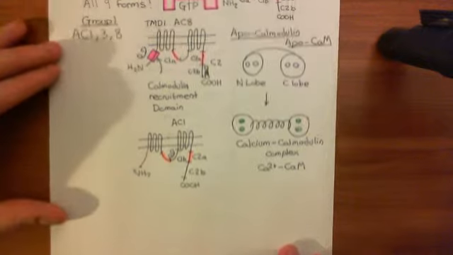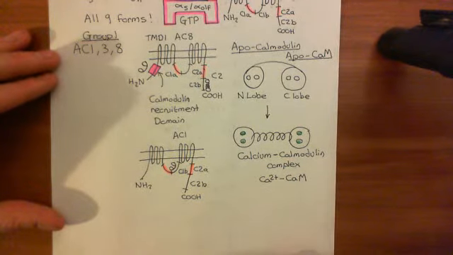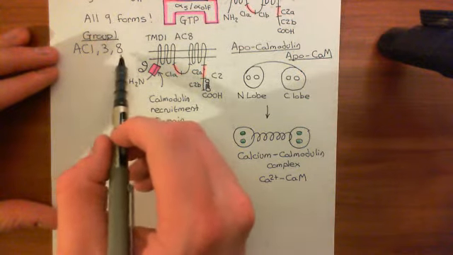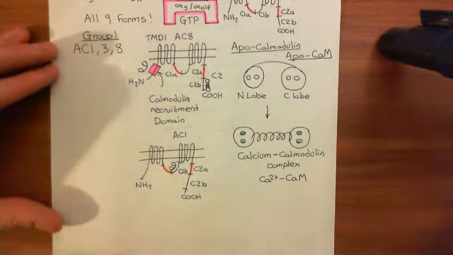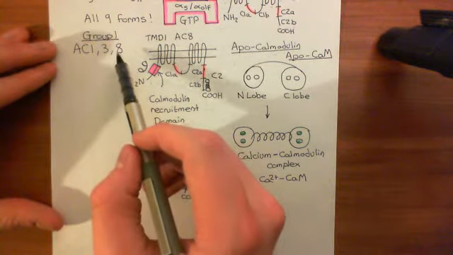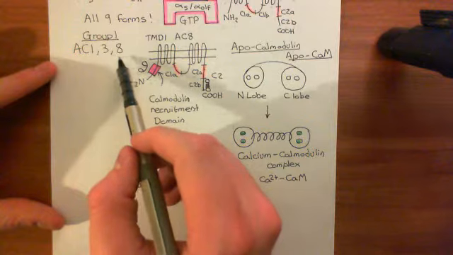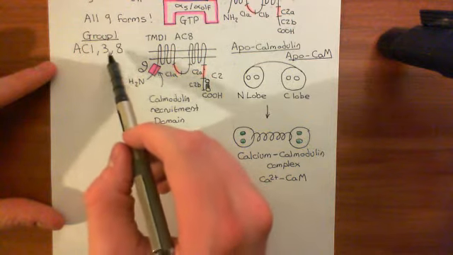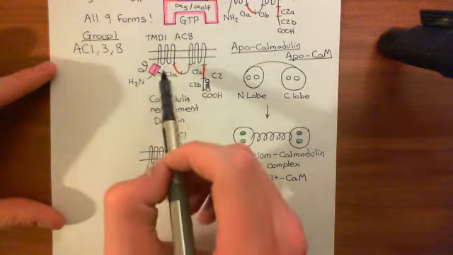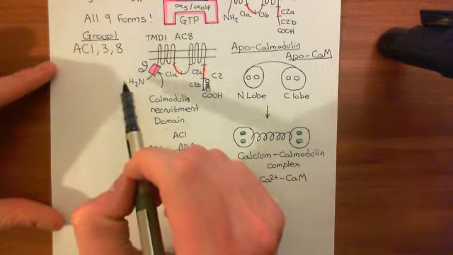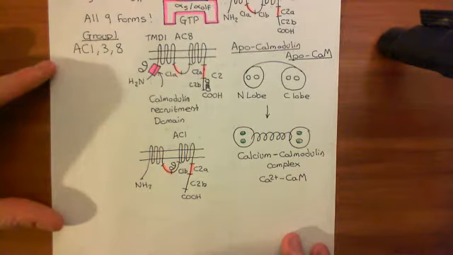Okay, so there are some examples of the activation of these adenylyl cyclase enzymes by calcium. And all of adenylyl cyclase 1, adenylyl cyclase 3, which we haven't discussed, and adenylyl cyclase 8, they are all activated by calcium. Okay, so when calcium goes up, these enzymes go from the inactive state to the active state and start converting ATP to cyclic AMP and pyrophosphate.